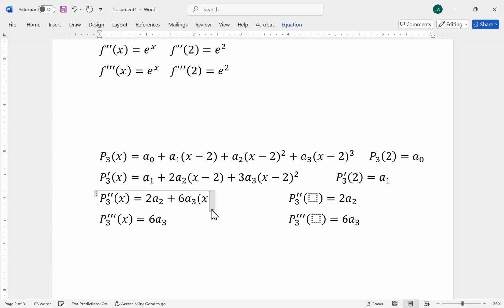Then let's take the second derivative. Derivative of a1 is 0. Derivative of this is going to be just the coefficient of 2a2. Derivative of the third term is going to be 2 times 3 times a3. 2 times 3 is 6, so you get 6a3. When I plug in 2 to that, I get 2a2.